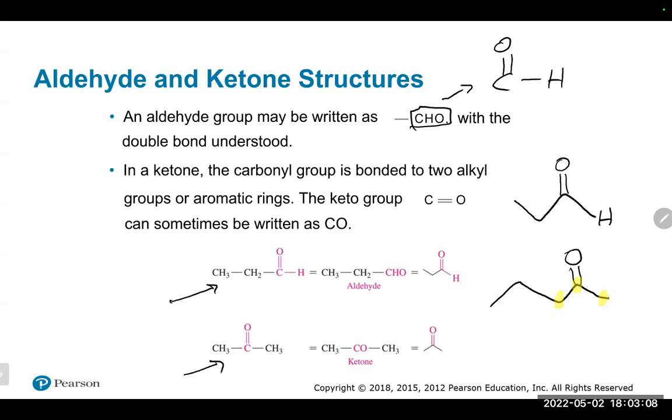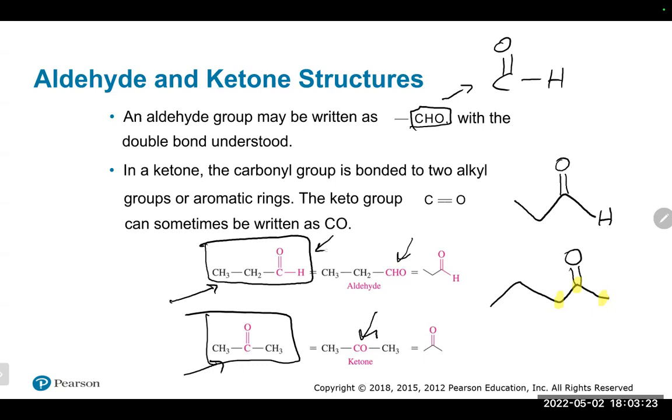And in each of these, I would say probably most of the time when people write condensed formula, they do draw out the functional group for these guys. You know, I would say maybe in a textbook you might see something like that, but usually for us, we will draw out the functional part of it when you're doing a condensed structure rather than just write CO or CHO in there.